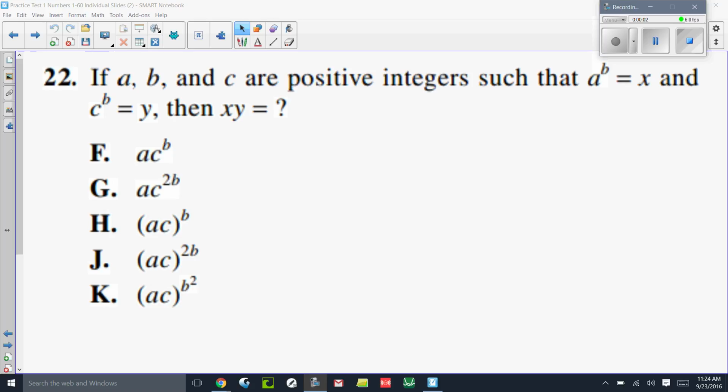All right, I'm back to take a look at a couple more of these practice test questions. I'm going to run through three of them here. The first one I want to start with is problem number 22.